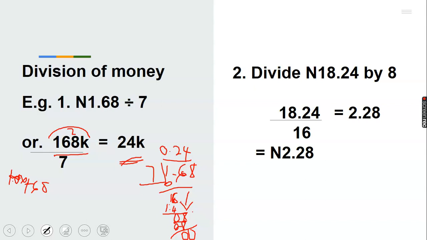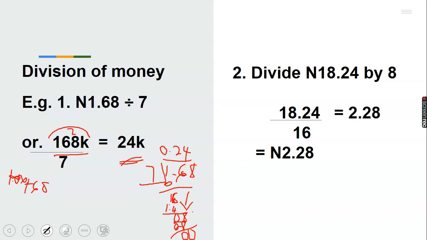So look at the answer now. 7 cannot divide 1 naira. That's 0. But it can divide this 168 kobo that we have. Now, 7 in 168 kobo is what? 24 kobo. So whether 24 kobo or 0 naira 24 kobo, they still mean the same thing. The answer is 24 kobo.